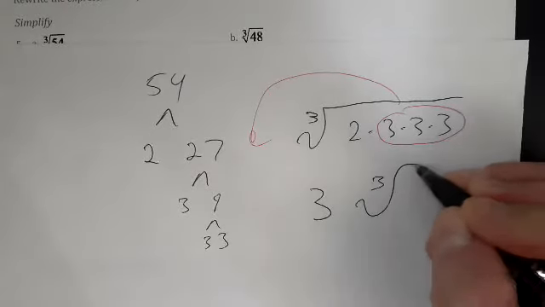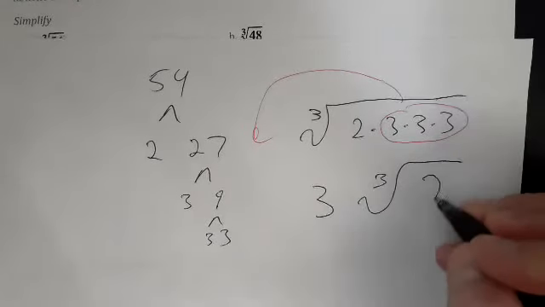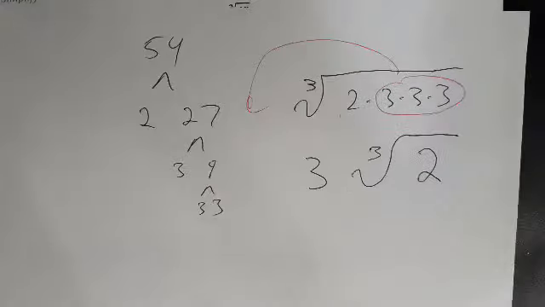It is a cube root. Don't forget to put your index. And there's still that single 2 guy left underneath there. Okay. That is one way you can do it.